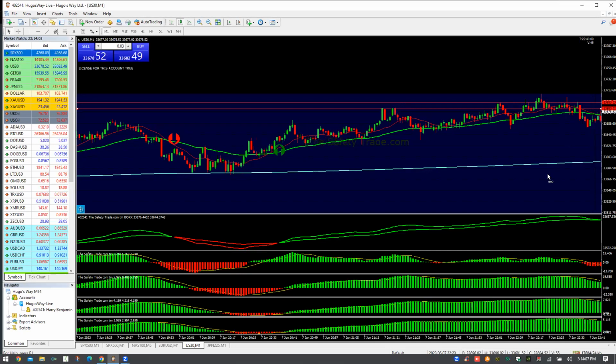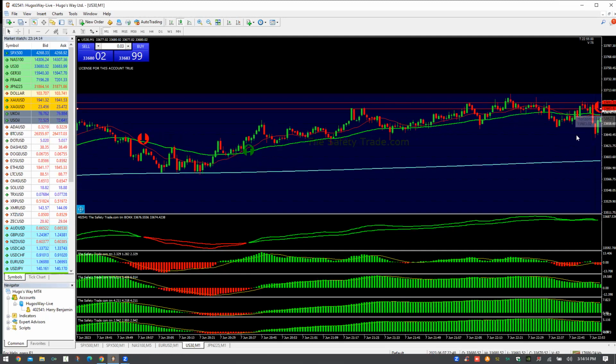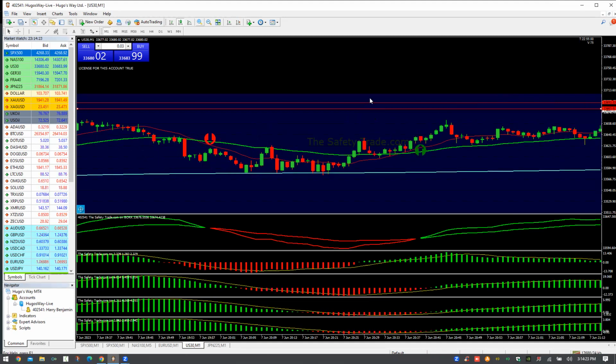So let's move ahead and see if that happened. It pushed down, went down. Did it go up? Did it push through and pass the top line? Can somebody confirm for me if it pushed through and passed the top line?